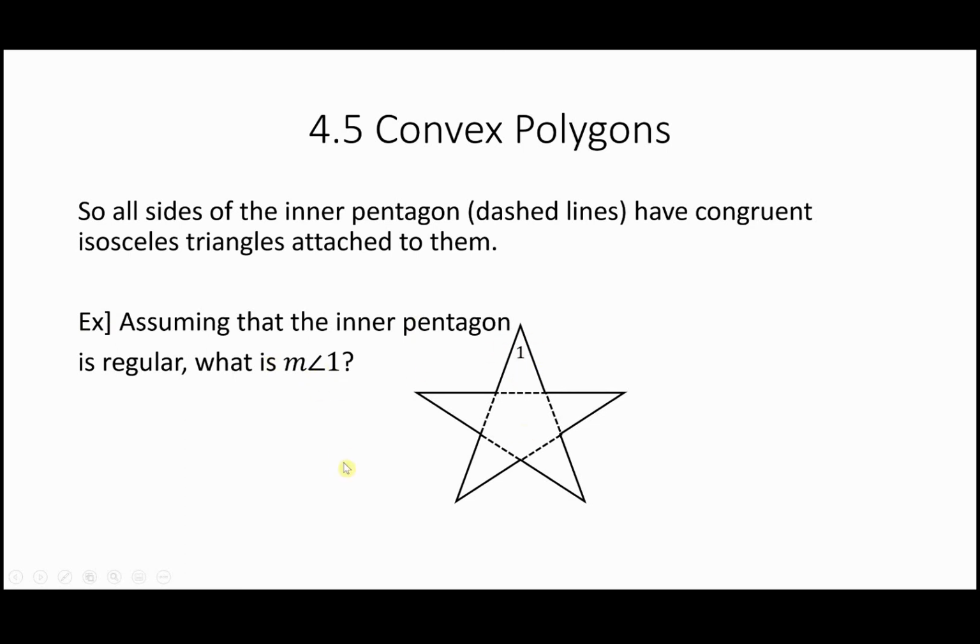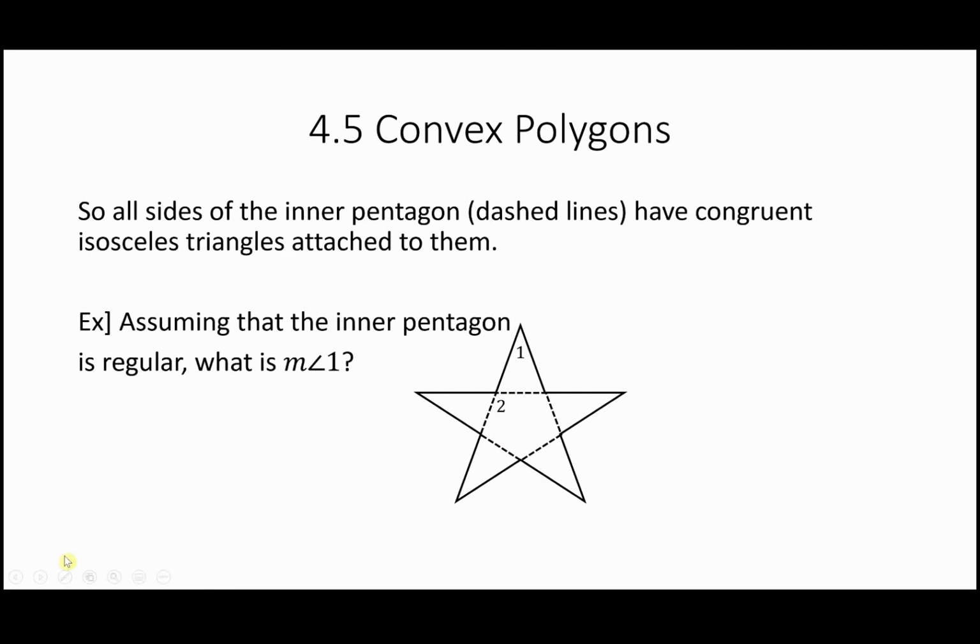And believe it or not, just knowing that the inner pentagon is regular is enough information for us to find the measure of this particular angle right here. I kid you not. Now watch. Here are the series of steps that we'll want to take in order to eventually get the measure of angle 1. So we're going to have to create some other angles and find their measures along the way.